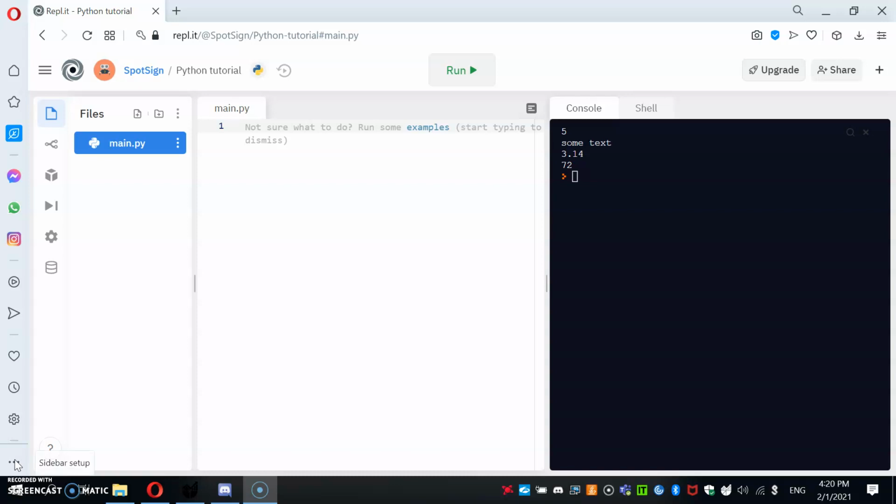So in this tutorial, we're going to talk about numbers and basic arithmetic. In Python, there are 3 different types of numbers. There are integers, so basically numbers without a decimal point. There are floating point numbers, which are basically numbers with a decimal point. And there are complex numbers.